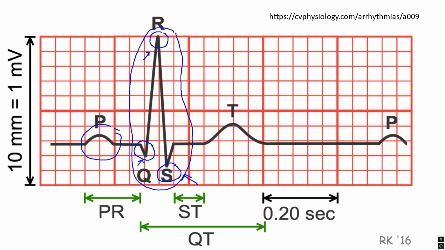Depending on what's going on and what lead you're looking at, sometimes there's a Q, sometimes there's not. Sometimes there's only an R wave. Sometimes there's only an S wave. It depends on what's going on. So don't forget that terminology.